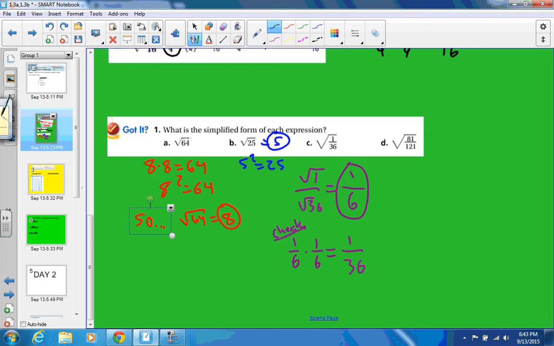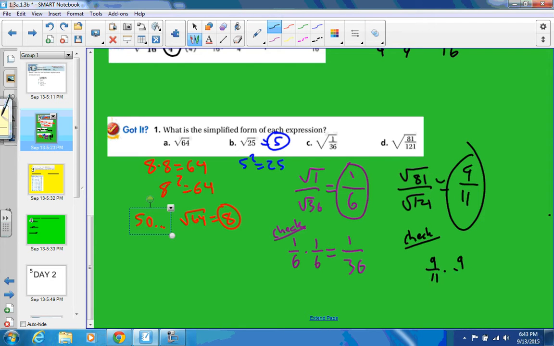And lastly, we're going to do the same thing here. Let's just break it down into the square root of 81 over the square root of 121, because you're really doing two different things. 9 times 9 gets you 81. So we got 9. And ooh, this is the harder one. If you remember, it's actually 11 times 11 to get you 121. So your answer is 9 over 11. And let's check here. 9 over 11 times 9 over 11 equals 81 over 121. So that would work. Okay. Make sure if you have questions on this, you write a question down and bring it to class. We're going to be working on these the next day.